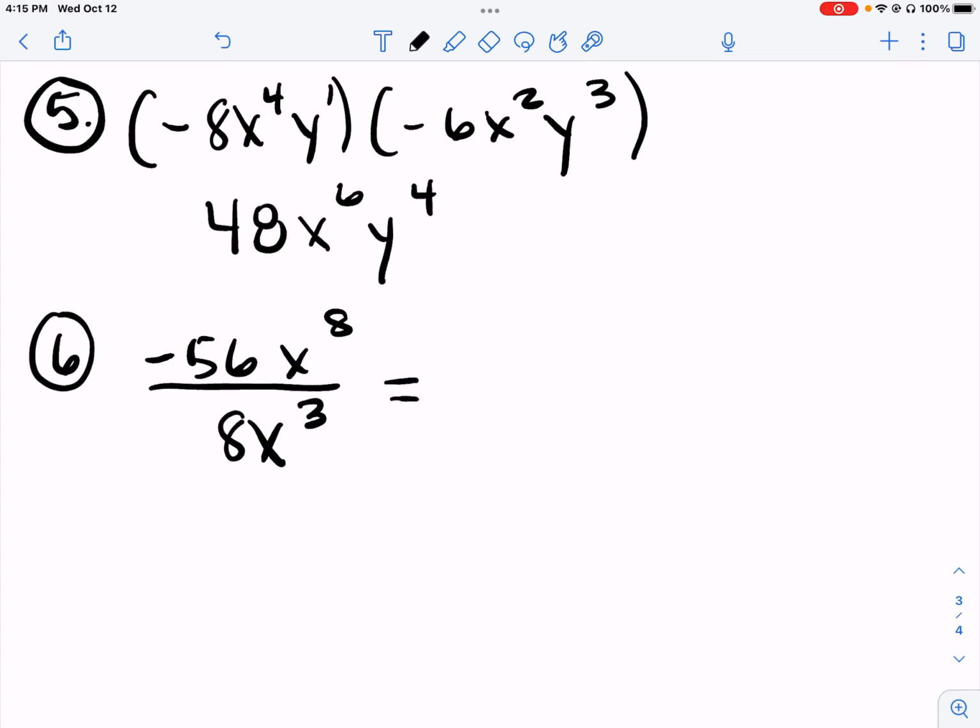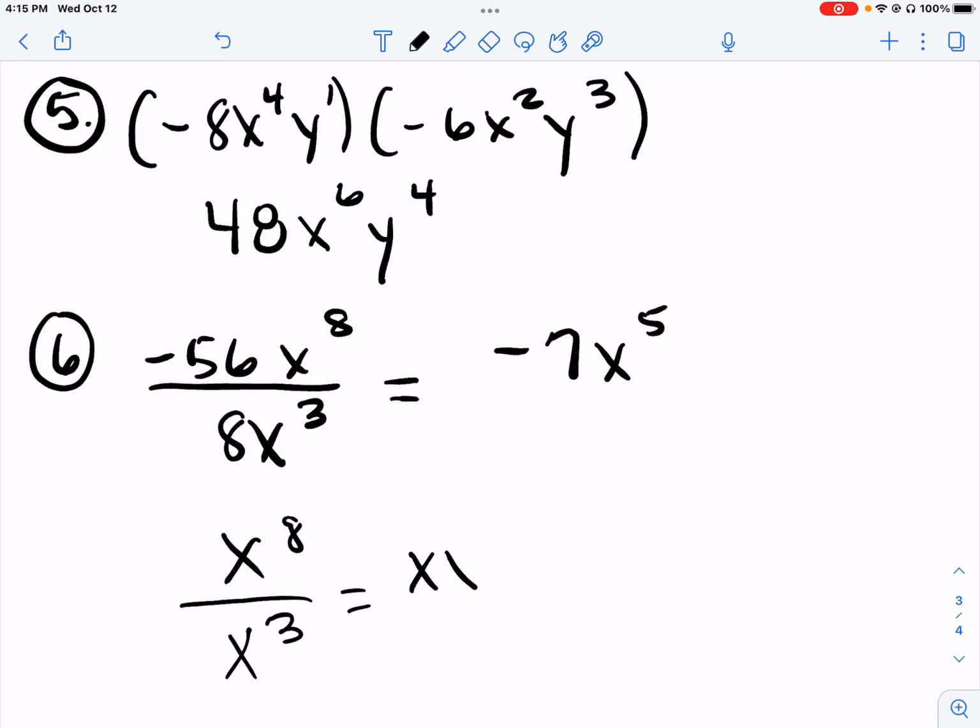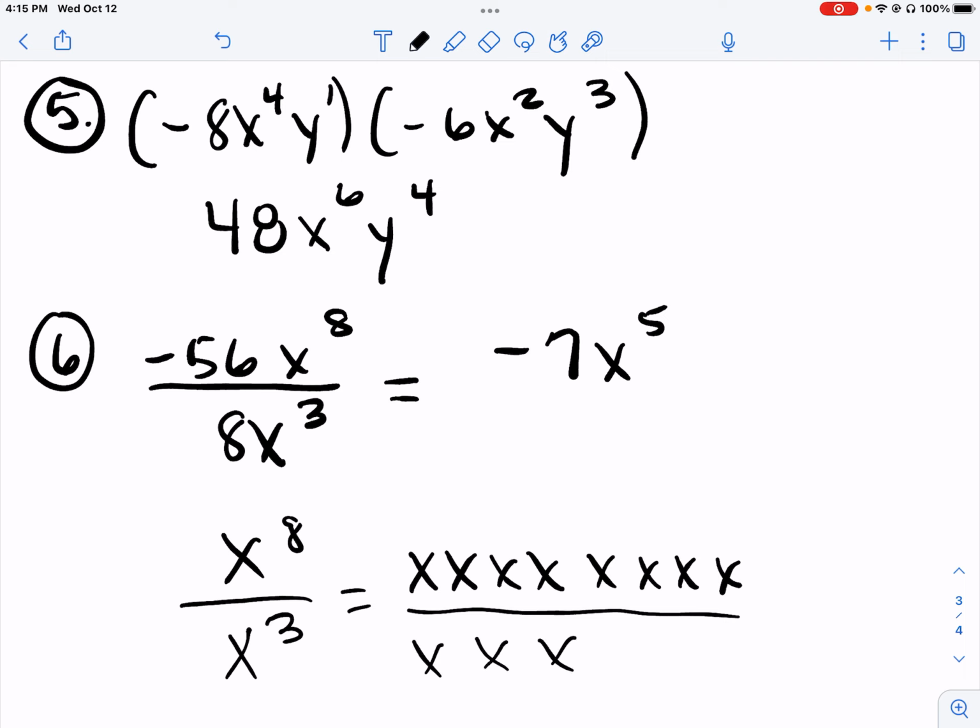Okay, a negative divided by a positive is negative. When we divide, we subtract. So 8 minus 3 would leave 5. They would be left over on top because there's more on top. Okay, if we have 8 on top and 3 on bottom, those cancel and there's 5 left over in the top.